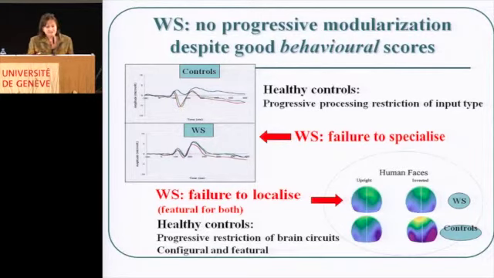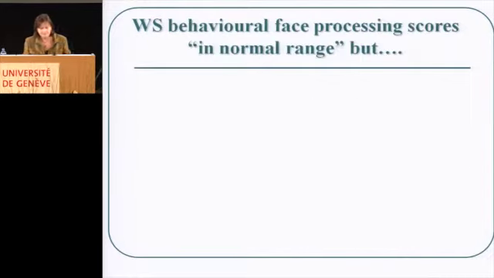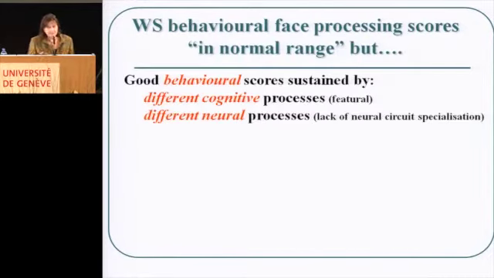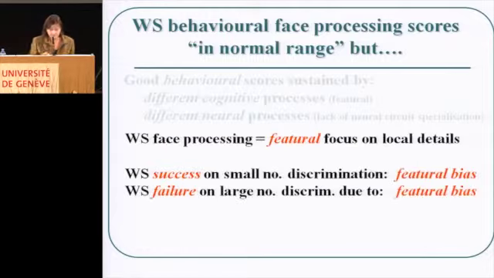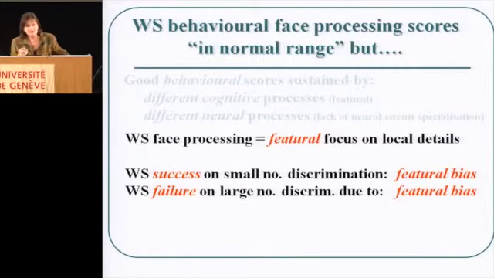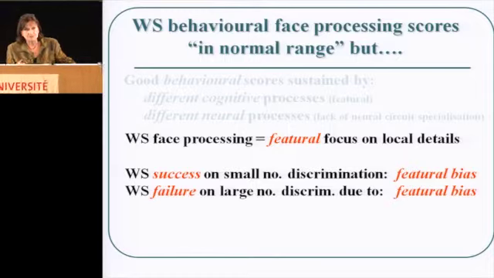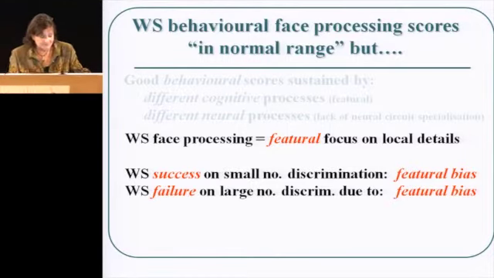So we have, in Williams syndrome, very proficient behavior, but a failure to specialize in terms of the neurocircuits and a failure to localize in terms of hemispheric specialization. So we have very good behavioral scores, but they're underpinned by different cognitive processes, they're much more featural, and different neural processes, a lack of specialization and localization of function. So Williams syndrome face processing is featural. They focus on local details of the face.